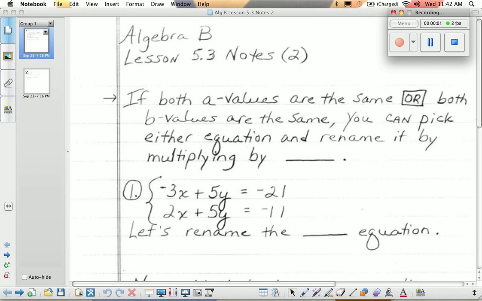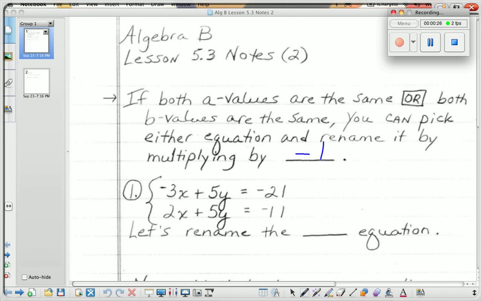So today we're going to look and see if both the A values are the same or both the B values are the same. So like this, if you have 4x and 4x, or negative 2y and negative 2y. If they're the same, we can pick either equation and rename it by multiplying by negative 1.